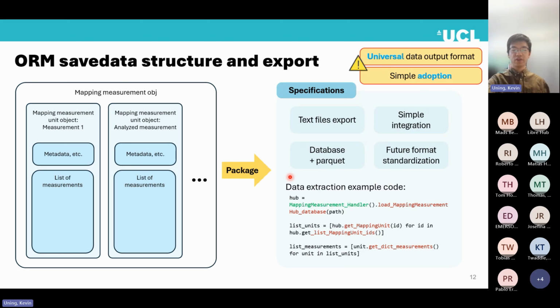Here at the bottom, you are seeing an example code that would extract the data, and this can be done in just 3 lines of Python code. And so hopefully this would allow users to be able to adapt and integrate ORM into their pre-existing lab space and data analysis pipeline.